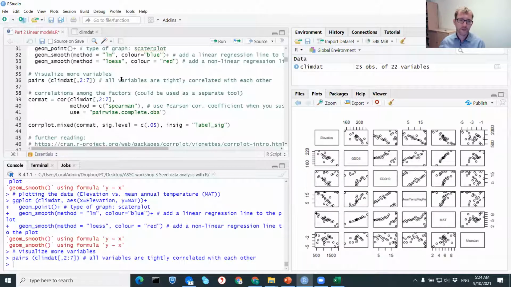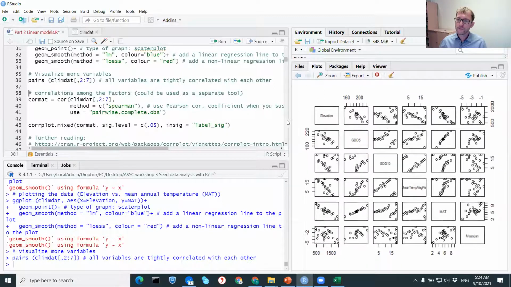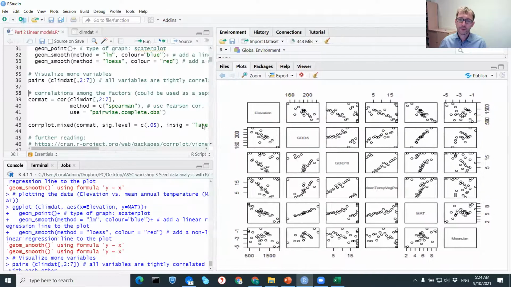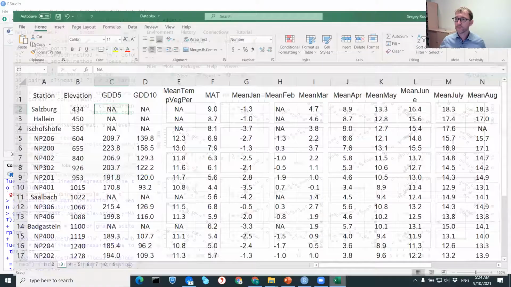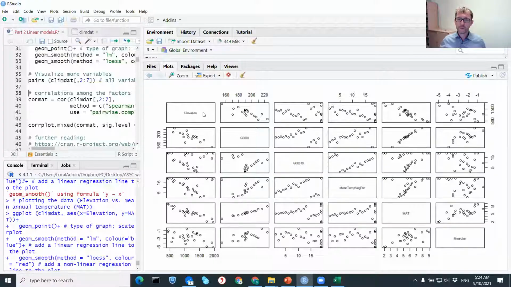The good old pairs. So what you basically have here are all the variables in my data set, and if you remember, I have quite many of them, related to each other. For example, you can see that elevation is related to the growing degree days based on 5 degrees Celsius, 10 degrees, mean temperature and vegetation period. So you can see that elevation is strongly correlated with many of those climatic parameters in my data set.